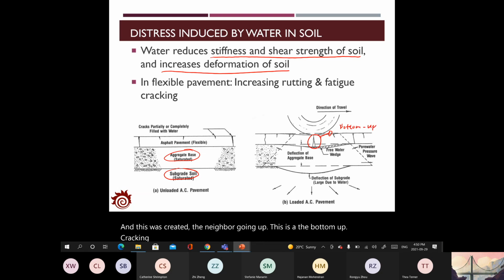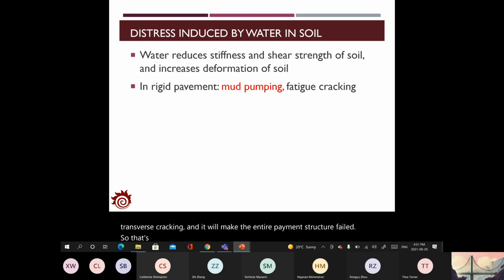By repeating the load, the crack will form from the bottom of the pavement structure to the surface, and eventually will create a lot of cracking. It could be either longitudinal cracking or transverse cracking, and it will make the entire pavement structure fail. So that's for the flexible pavement, and it also has some impact on the rigid pavement. The most common distress applied to the rigid pavement from the water contents is mud pumping and fatigue cracking.